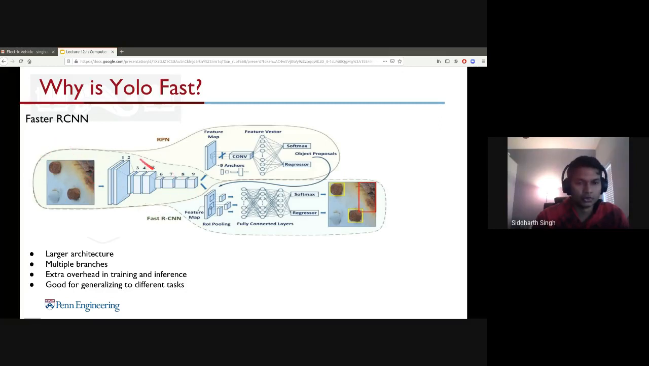The image goes through 1, 2, 3, 4, 5, 6, 7, 8, 9 convolution layers and gives a feature map. The feature map goes through certain more convolution layers and feature vectors to a softmax and a regressor, and gives you object proposals. Now, this object proposal goes to this branch along with the original feature map. Together, they go through ROI pooling, more fully connected layers, to a softmax and a regressor, and finally you have the output of where the object is and what the object is.